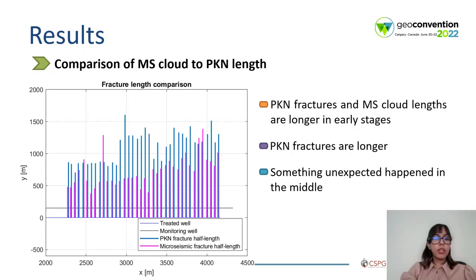We also plotted the microseismic cloud length next to the PKN fracture half-lengths to compare. We can see how fractures are longer in the early stages than in later ones. And like I said, this is mostly because the time of injection is longer in these early stages. Mostly the PKN fractures are larger than the microseismic ones, and this could be because the model does not consider leak-off, fracture toughness, or stress changes. But we can see how the fractures are agreeing with each other.